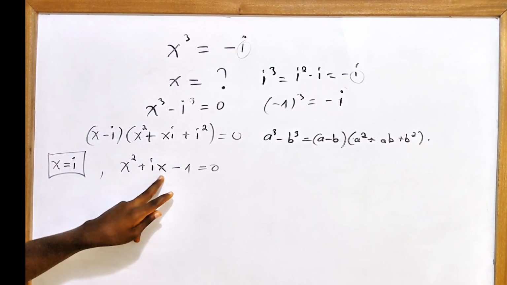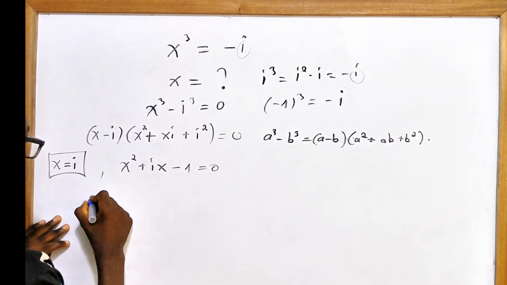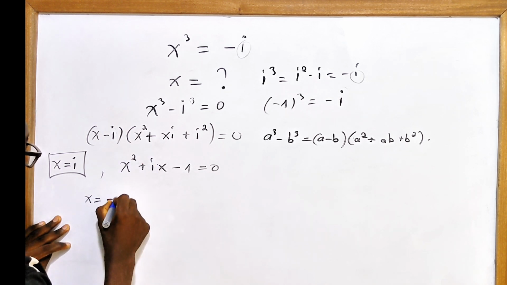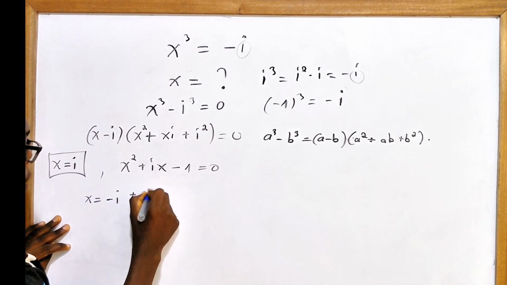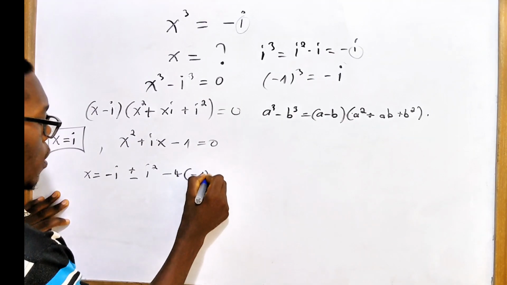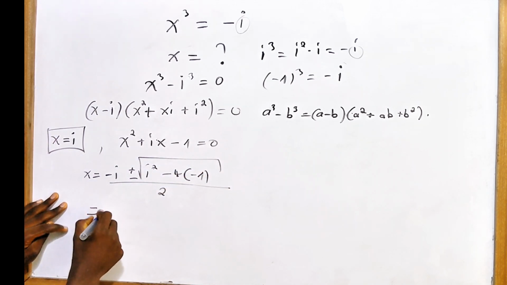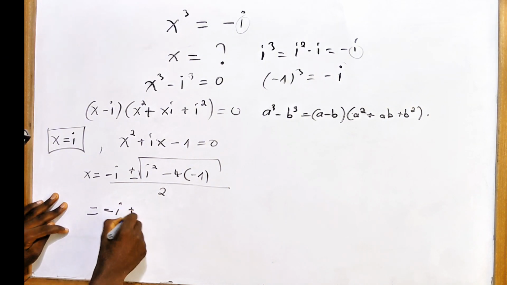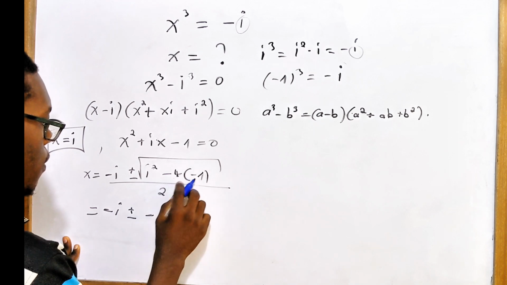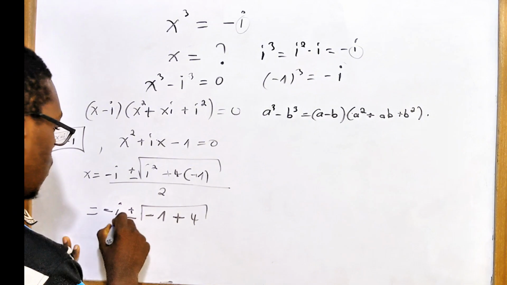And then we're going to solve for x here. You can factorize this to have what? Using the quadratic formula, that will be x is equal to negative b, this b here is i, plus or minus the square root of b squared, i squared, minus 4 times a, what's a? 1, times minus 1, all over 2a. We are going to be giving negative i plus or minus, what's i squared? Negative 1 plus 4, because this and this will have plus 4, square root of this, all over this now.